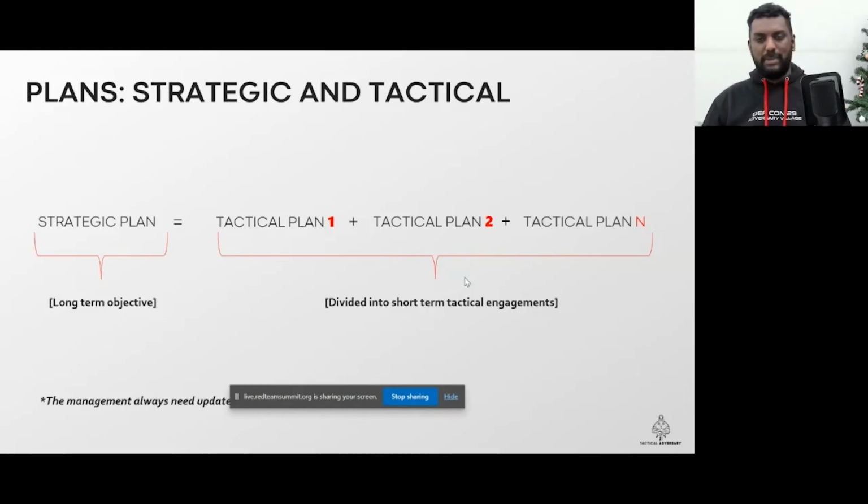This is just for the management folks, because if you are doing emulation, simulation, purple teaming, red teaming, whatever it is, the management needs to be aware of your activities and progress, right? So this kind of technique is there to provide proper tactical plans and progress to the management folks.